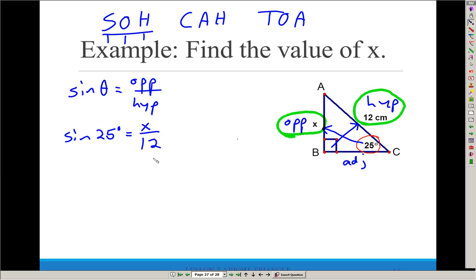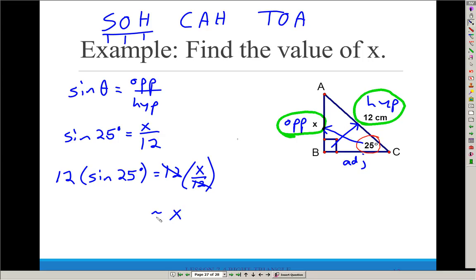And now I'm going to solve for x. Since this is x divided by 12, I need to do the opposite operation and multiply both sides by 12. 12 times the sine of 25, and make sure you put the 12 in front of the sine, not after, because that way you know that you're not doing 25 times 12. Instead, you're doing 12 times this whole thing. Equals 12 times x over 12. The 12s cancel there, which is what we wanted.